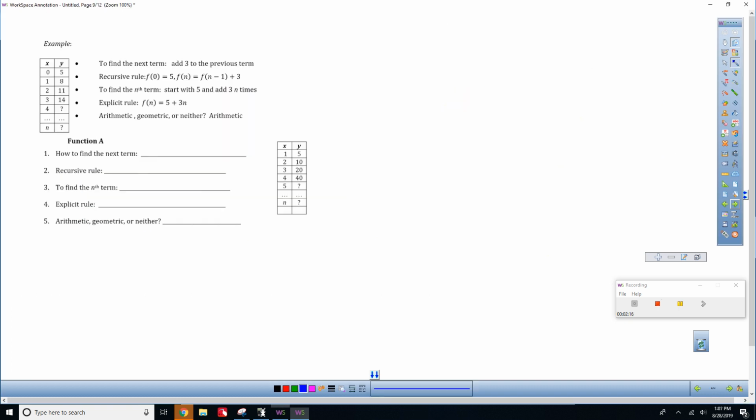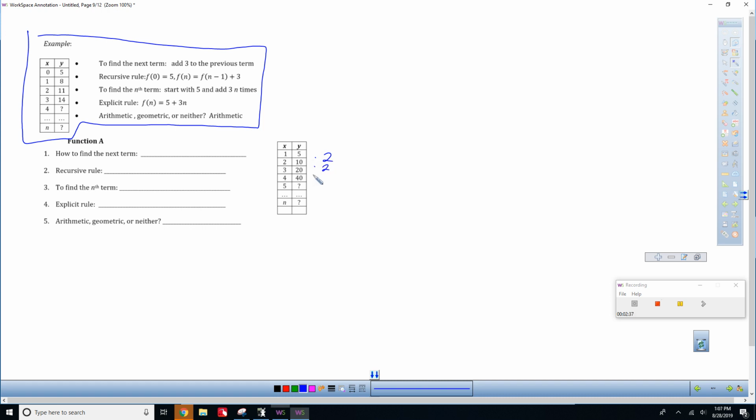Alright, here we go. So, that's an example. You might want to pause the video and take a look at that example. Okay? We're going to move on into the first one. So what's going on in this? Well, we multiplied by 2, we multiplied by 2, we multiplied by 2. So what will 5 be? The next term will be 80.